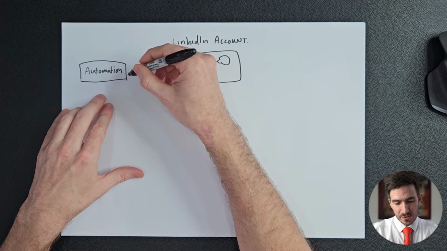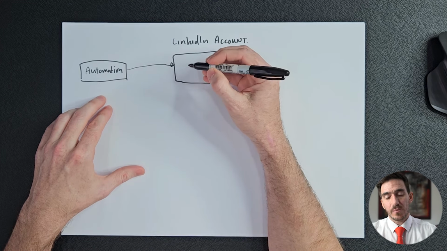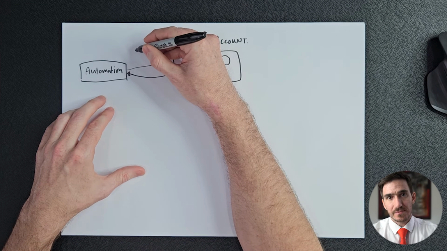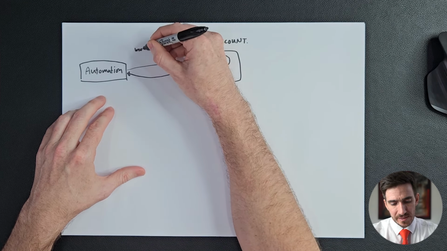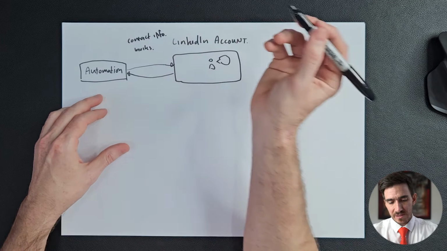So what happens is that automation platform's going on LinkedIn, it's taking actions, and it's looking at what's actually happening, and that information is then fed back to the platform. Things like dates, when invites were sent, contact info, et cetera.